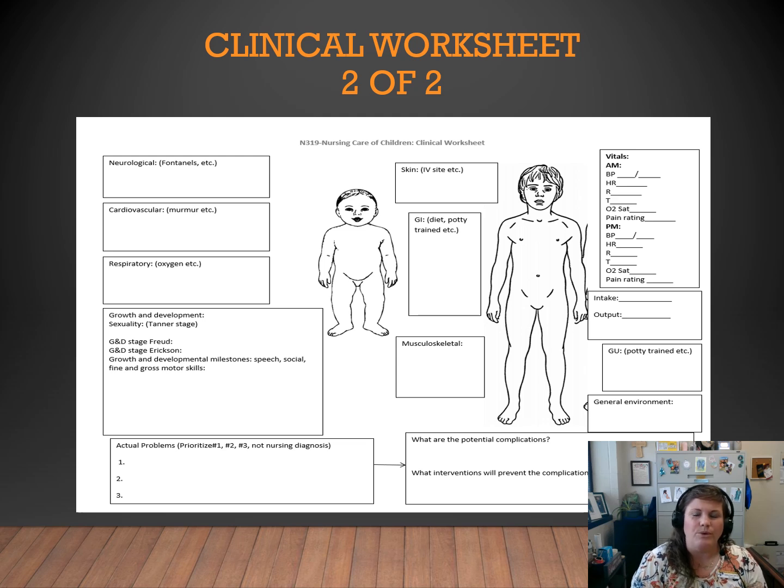Important thing to note with this handout is the section called Growth and Development. There's actually going to be 2 places that growth and development are going to be documented within the clinical paperwork, and this is the first one. So in this box, you're speaking to what is the patient's growth and development status or milestone progress. And you'll have some prompting there with different theorists like Freud and Erickson. It also mentions Tanner, and that is the staging for sexuality.